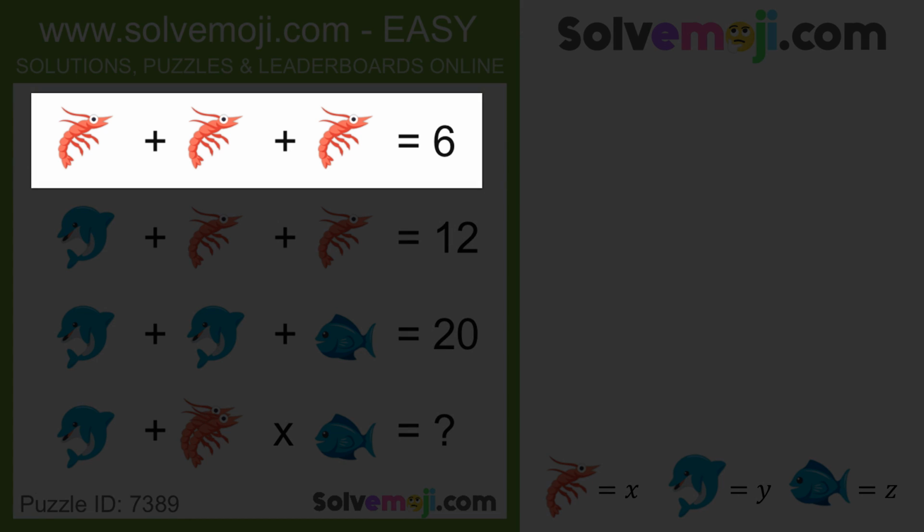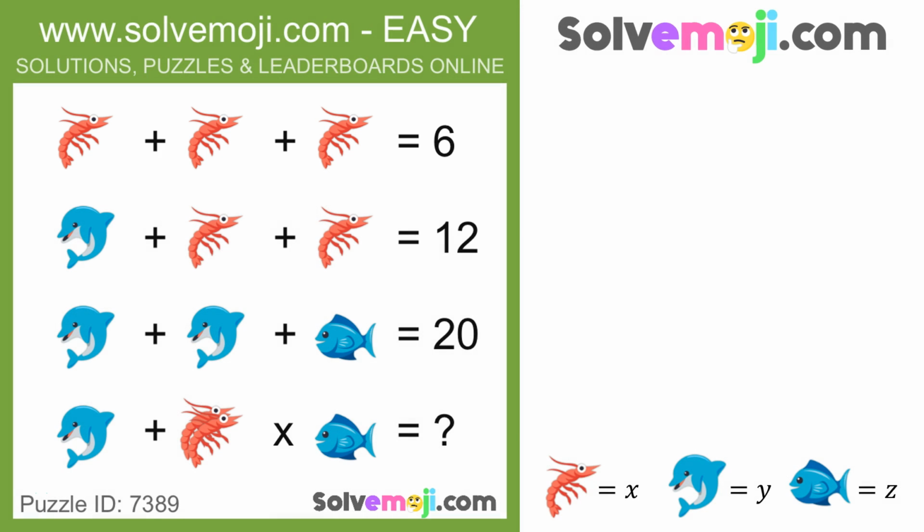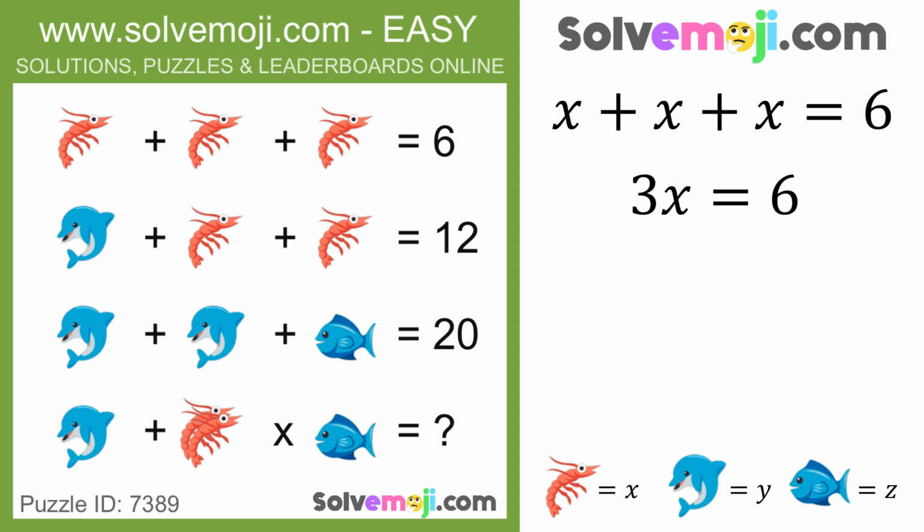First, we need to start with the top line to work out the value for the shrimp, or X. We can then use this to work out the other equation. We can write this out as x plus x plus x equals 6, or 3x equals 6 for short. If we now divide both sides by 3, we will get x equals 6 divided by 3. Therefore, x equals 2. So we now know that our shrimp is equal to 2.